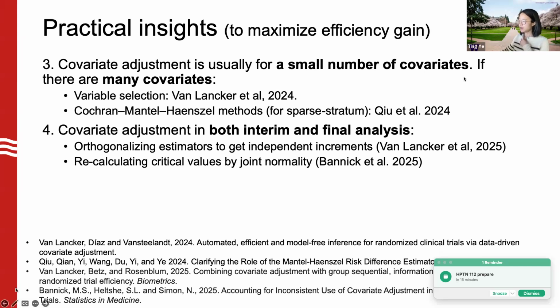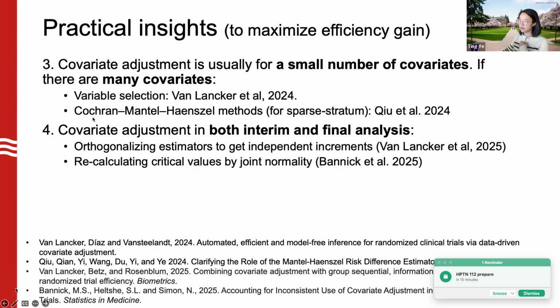So in practice, if there are many covariates, then there are a couple of approaches that are available. So the first one is that you can potentially perform variable selection, using cross-fitting, right? So we saw earlier with the AIPW, we can do cross-fitting. Then that can also incorporate variable selection methods. And this is studied in a recent preprint by Van Lancker.